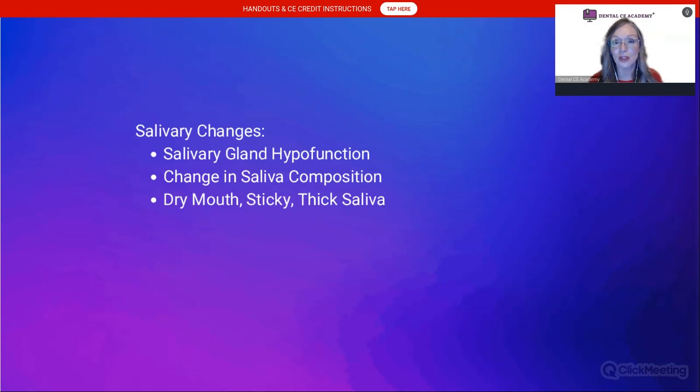Salivary changes can occur. Xerostomia. So in xerostomia, you can have salivary gland hypofunction where you're not producing enough saliva, which happens in our patients, or a change in saliva composition, right? So the composition of the saliva might be thick, stringy, ropey, viscous. In this case, many patients with OM will describe sticky, thick saliva and dry mouth. So it's a xerostomia issue.